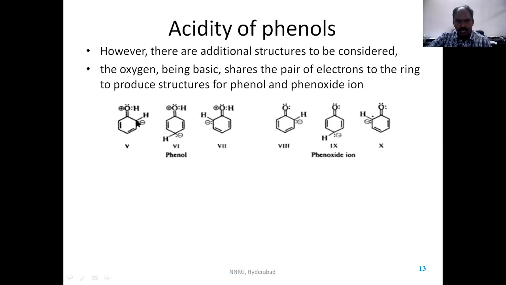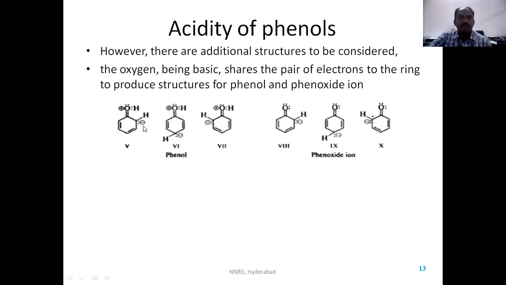We know that the ortho, para, and ortho positions will have negative charge in phenol, whereas in the phenoxide ion also the negative charge is present at the ortho, para, and ortho positions. But when you compare these structures, observe the positive charge is there in phenol, whereas in the phenoxide ion there is no positive charge, only negative charge is present.